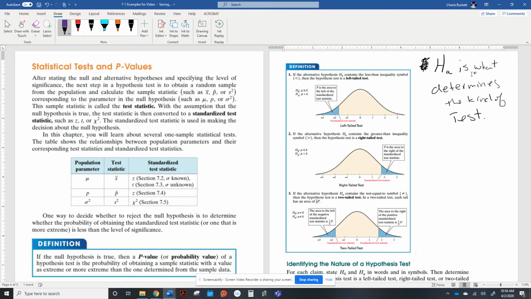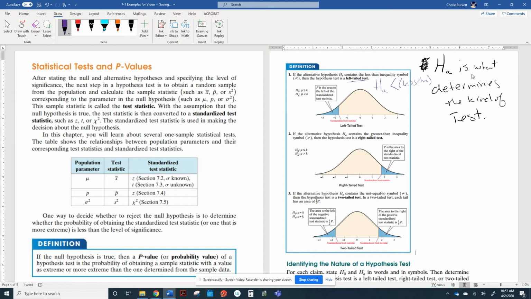Okay, the alternative hypothesis is what determines the kind of test. So we have a left tail test. You look at your alternative hypothesis, and when your alternative hypothesis is less than, you use a left tail test. If your alternative hypothesis contains less than, then you use a left tail test.